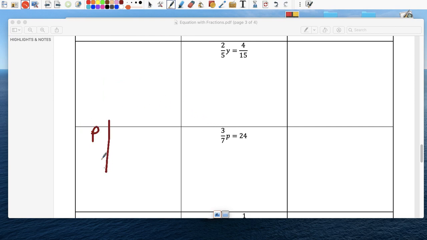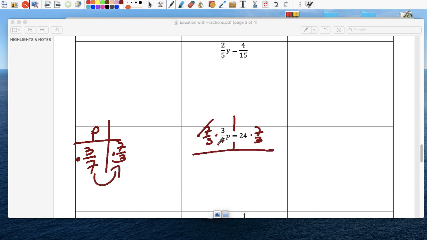The variable is p, which is being multiplied by 3/7. The inverse operation is going to be divide by 3/7, which is the same thing as multiplying by the reciprocal, which is 7/3. So we're going to multiply this by 7/3, multiply this by 7/3. That all simplifies to just p. On this side, we get 24 times 7, and then divide that by 3, or we can do 8, that gives you 56.